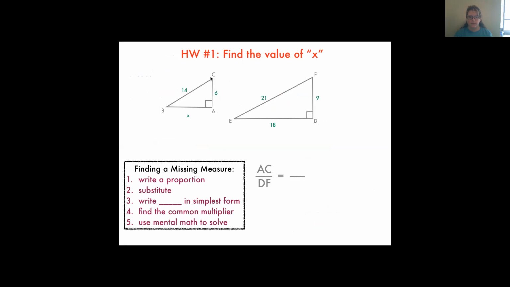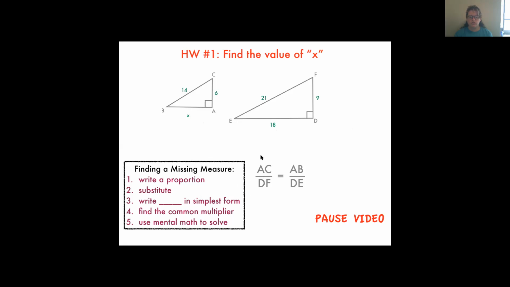AC is the same as DF. All right, and we have AB is the same as DE. So therefore, you're going to substitute your letters with the numbers. So AC will be 6, DF will be 9, AB will be x, DE will be 18.